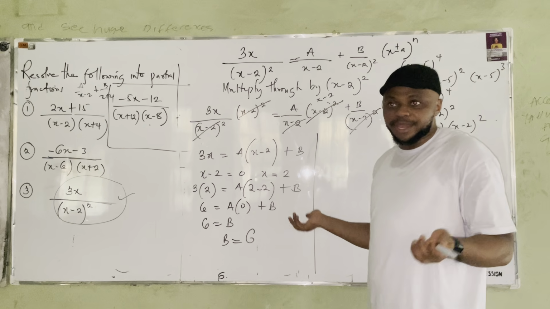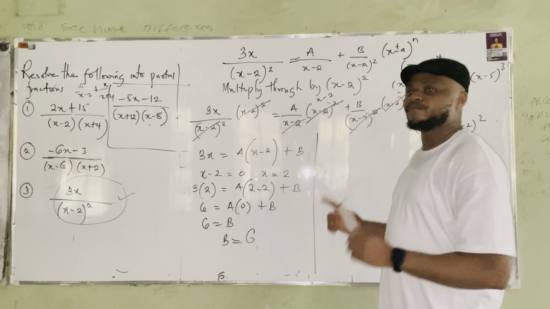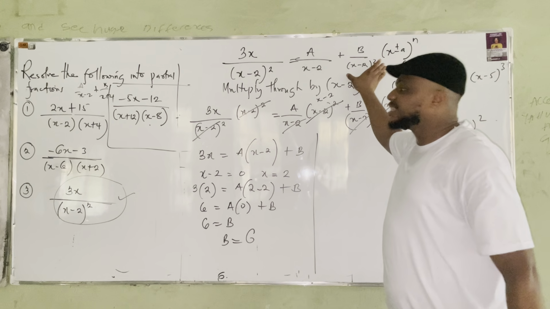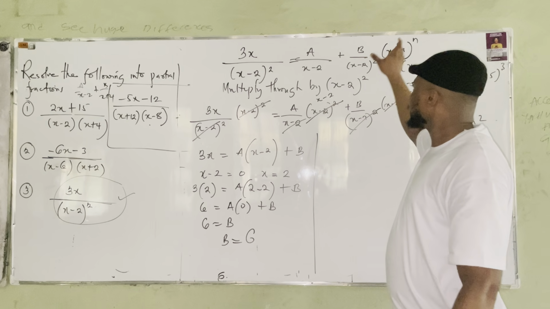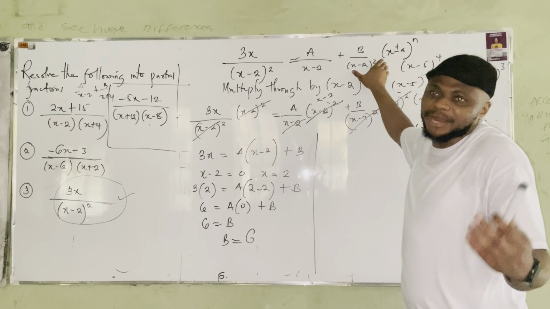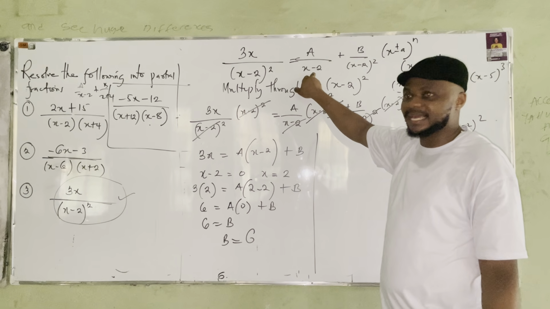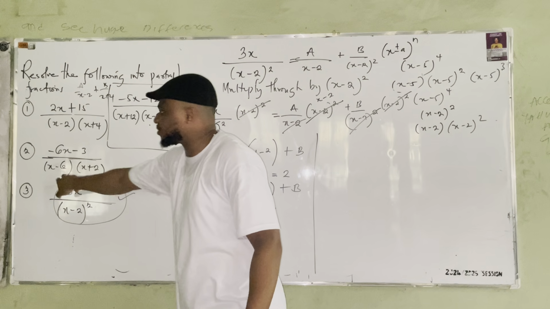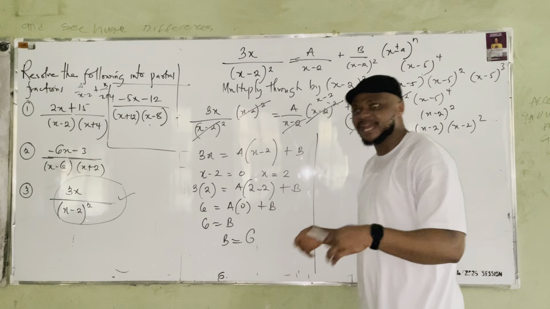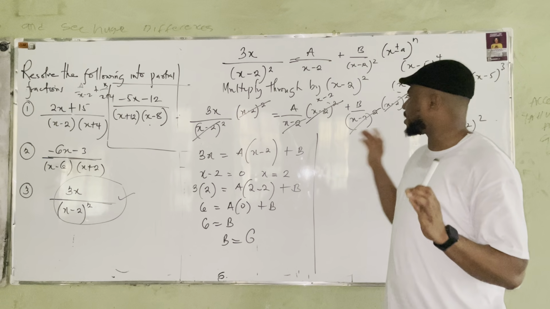So we don't know a, right? How do we get a? Now listen. The reason why we are not equating this to 0 is because it's not like the others, where you can easily equate to 0 and say x is equal to this. You can get the root. But it's not like that here.